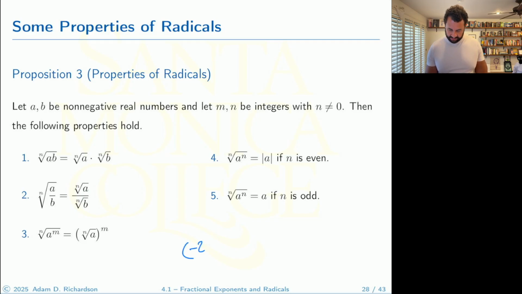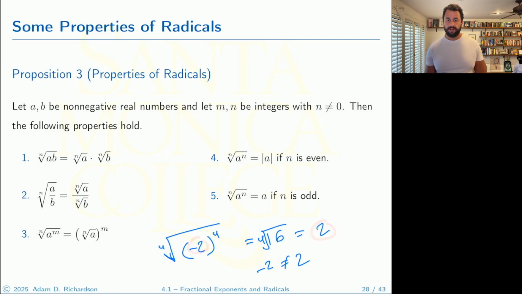But now watch what happens when I do this. Maybe I'll do negative 2 to the 4th, and then do the 4th root. Well, what's negative 2 to the 4th? Negative 2 to the 4th is 16, and the 4th root of 16 is 2. But negative 2 is not equal to 2. Here we had negative 2 to start with. Now we have positive 2. When I did positive 2, I got positive 2. But when I did negative 2, I got positive 2.